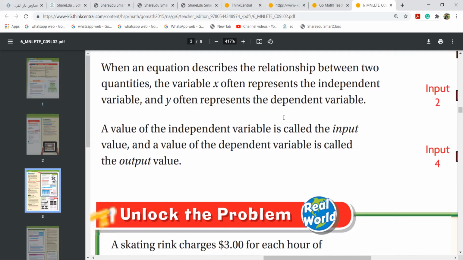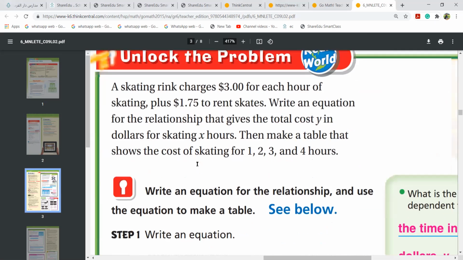A value of the independent variable is called the input, whatever value you get, maybe like x equal 3. So I have to put the 3 instead of x. So that is called the input variable because you have to put that. And whatever you get, the dependent variable, that is called the output variable.